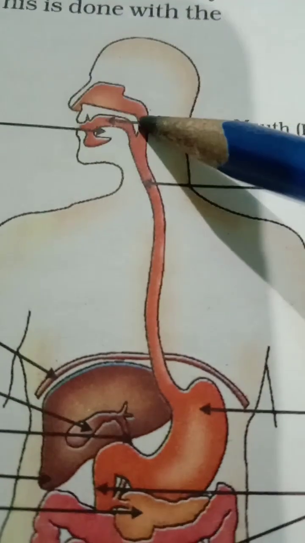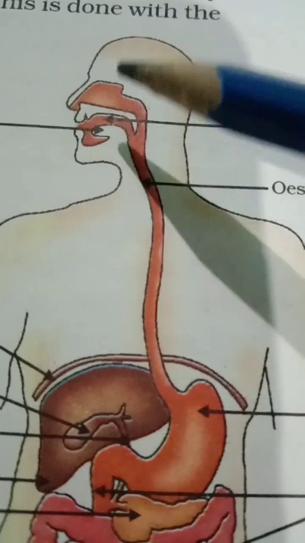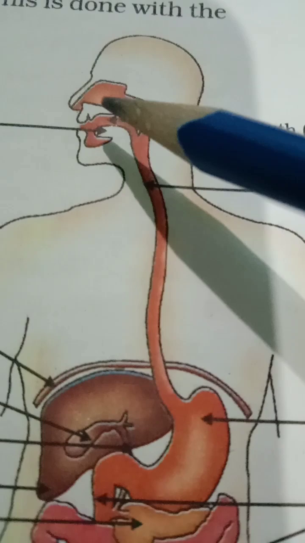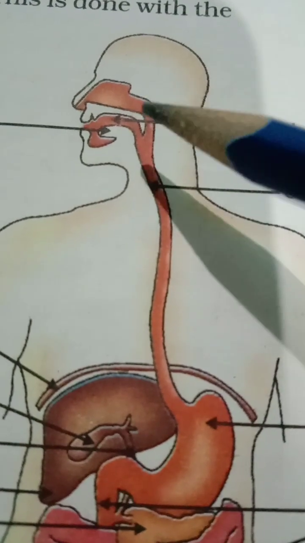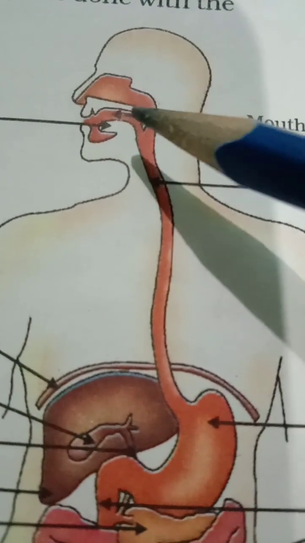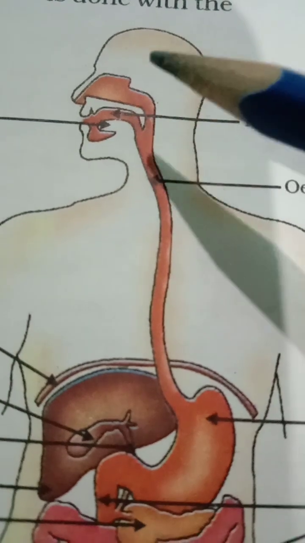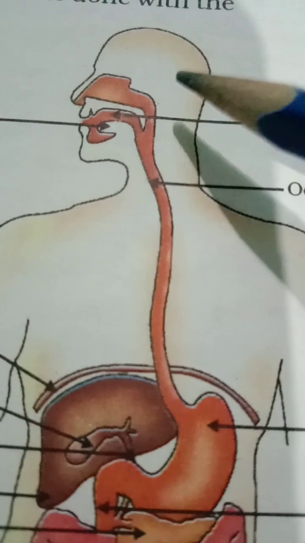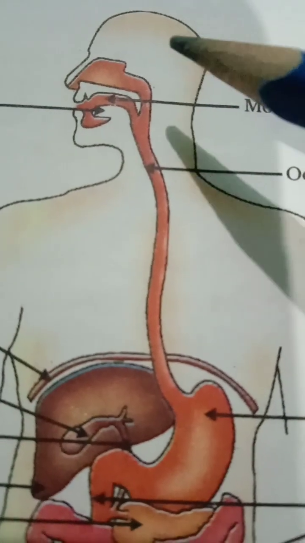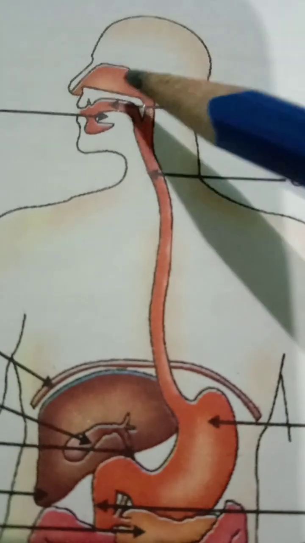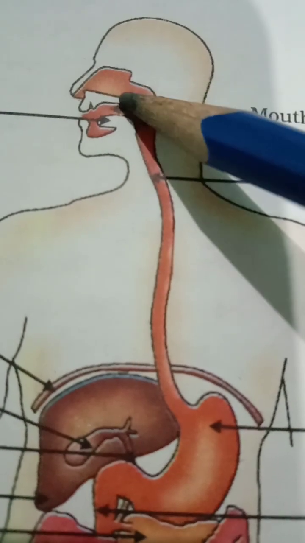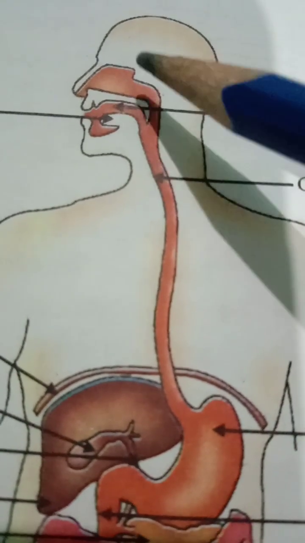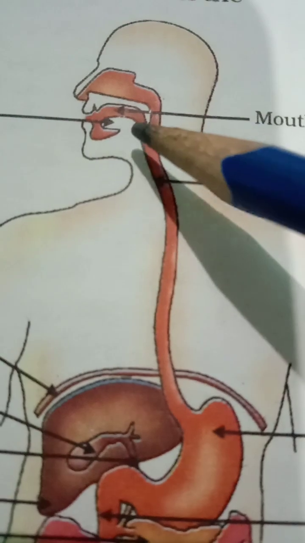Now the tongue is meant for tasting the food which you have taken. Sour is there, bitter is there, salty is there, sweet is there. Now comes the main part which is important for the starting of digestion, that is saliva. Saliva is a liquid, jelly-like substance which is secreted in your mouth cavity.